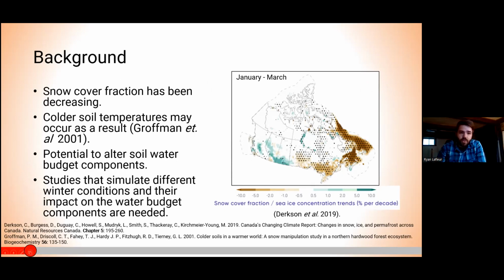Other research has also suggested that warmer winters, through the action of decreasing the snowpack, can in fact induce colder soils and in turn potentially alter water budgets in the soil. This is something that we found pretty interesting, and we figured it would be important to study and worth simulating different winter conditions in order to observe what happens to the water budget.